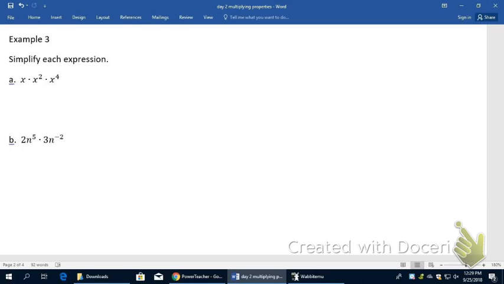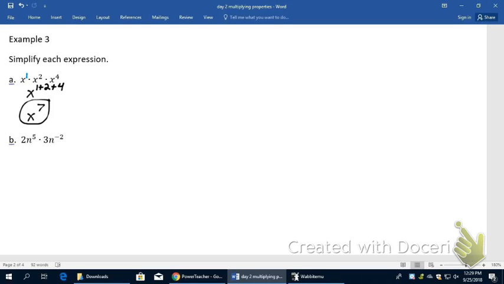Alright, on example 3, the only trick here is that this first base of x does have an exponent of 1 that people usually forget. So if you see a base and no exponent is written, it's an implied exponent of 1. So now you would know it would be x to the 1 plus 2 plus 4, and 1 plus 2 plus 4 sure enough gives us x to the 7th power.